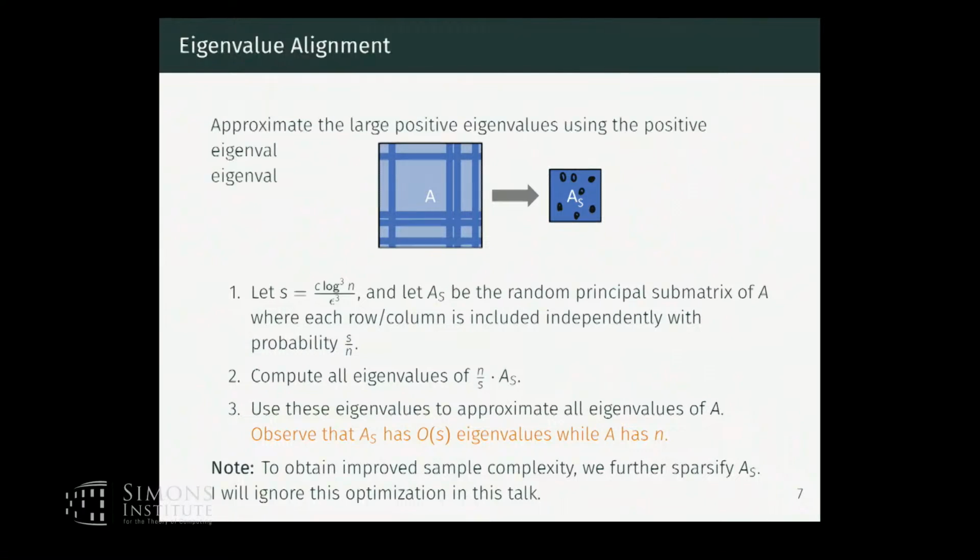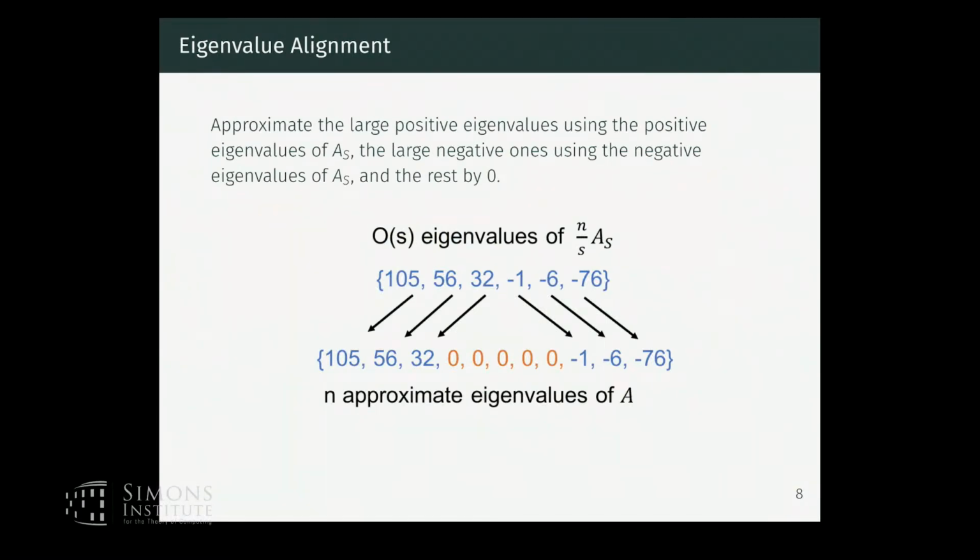Okay, cool. Just to give you a sense of exactly how the approximation works, I compute the eigenvalues of this small matrix A_S. I get a list of not very many eigenvalues. And then to align them to the eigenvalues of A, I need to approximate n eigenvalues. I just take the positive ones and put them on the positive side, take the negative ones and put them on the negative side, and then anything else I fill in with zeros. This matches the fact that I'm only expecting to approximate the large eigenvalues anyway, right? So the large eigenvalues of A_S, positive or negative, approximate the large eigenvalues of A, and everything in between is small, so I can trivially approximate it by 0. Okay. So this is my actual list of approximate eigenvalues.